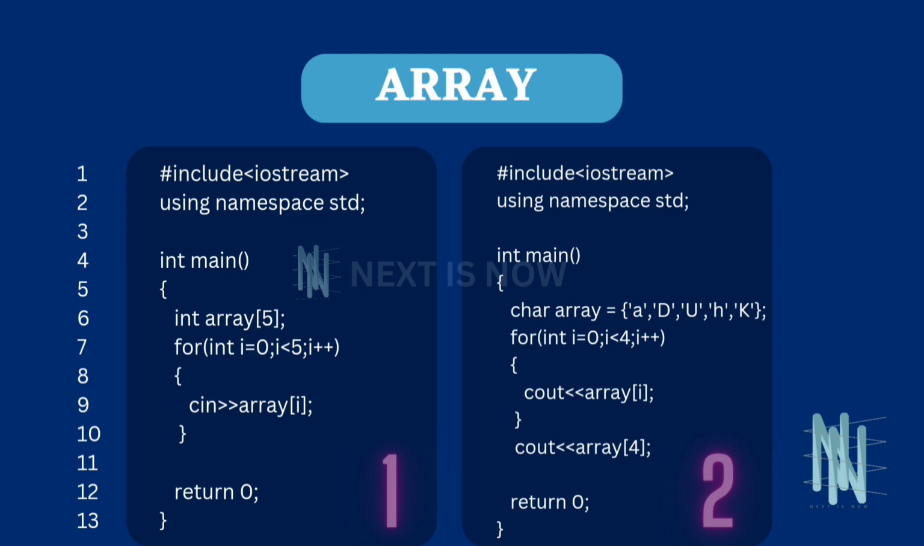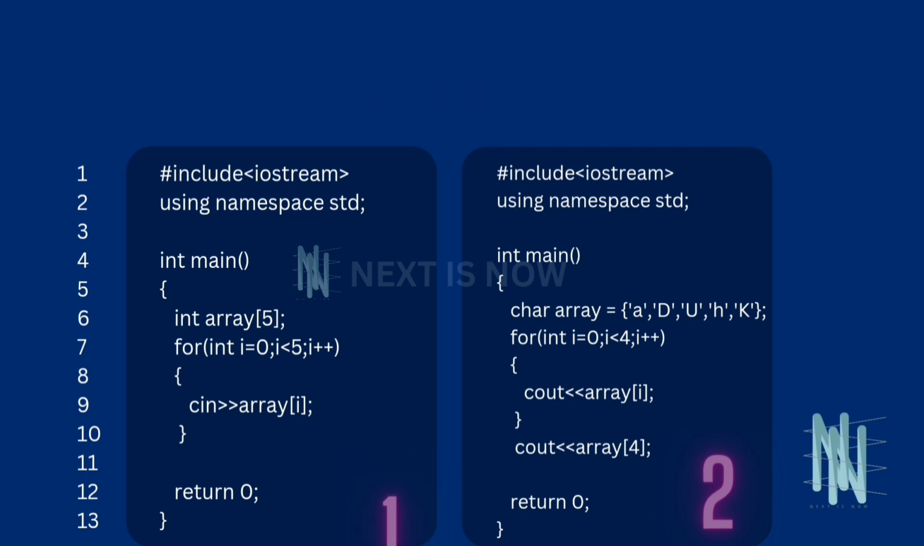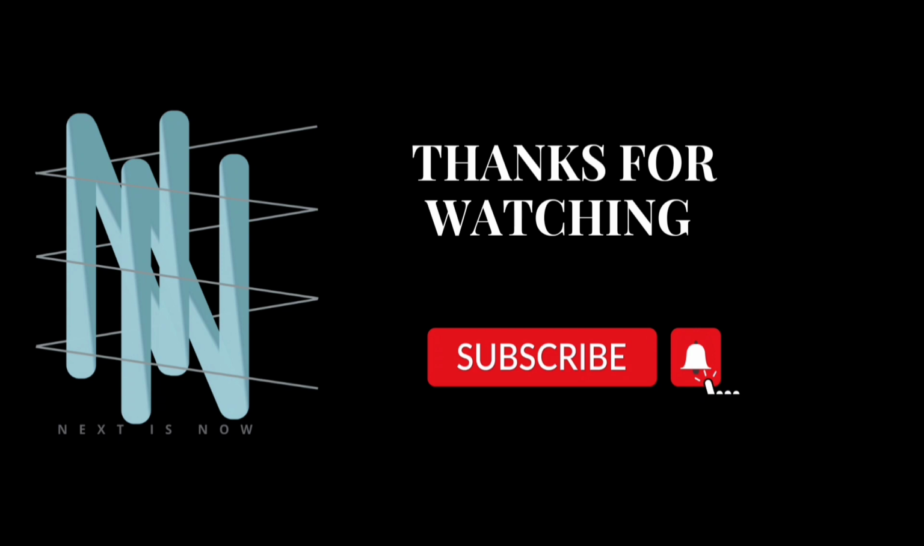So basically for the array input and output, we need to use a for loop to provide the input and output for all the indexes. If you want to provide input or output to a particular index, you can use the index value in the square brackets so that it will take the index value and you can provide the input or output there.